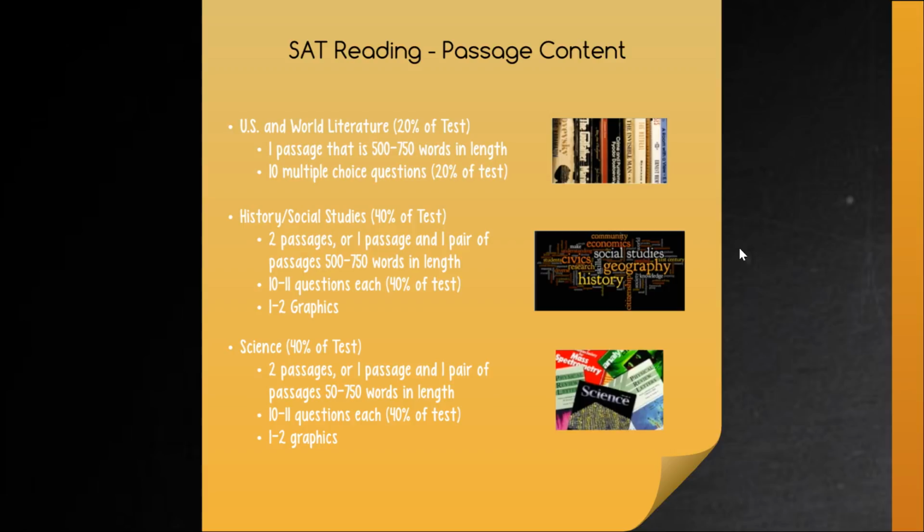2 passages, or 1 passage and 1 pair of passages, that are 500 to 750 words in length, with 10 to 11 questions each, which makes up, like previously stated, 40% of the test. In addition, you will also see 1 to 2 graphics relating to history and social studies. Science makes up 40% of the test and is 2 passages, or 1 passage and 1 pair of passages, 500 to 750 words in length, and also has 10 to 11 questions each, right? And we'll also have 1 to 2 graphics.